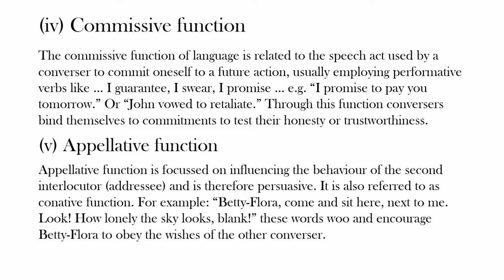Roman 4. Commissive function. The commissive function of language is related to the speech act used by a converser to commit oneself to a future action, usually employing performative verbs like "I guarantee," "I swear," "I promise." For example, "I promise to pay you tomorrow," or "John vowed to retaliate." Through this function, conversers bind themselves to commitments to test their honesty and trustworthiness.